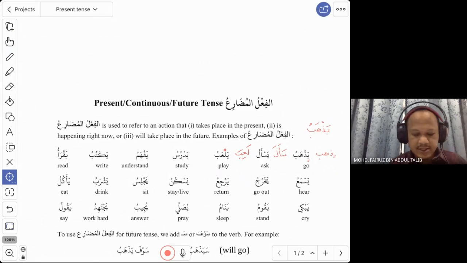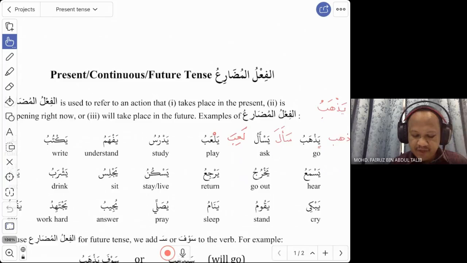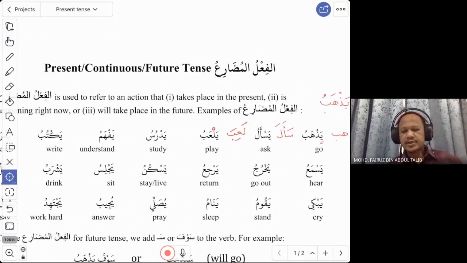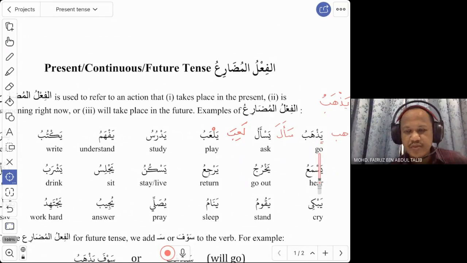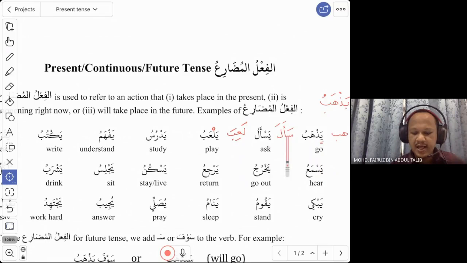Okay, so let us just go through the verbs. The first verb is zahaba, yazhabu, go. Now it is in the present tense, go, or it can be in the continuous form as well, going. Sa'ala, yas'alu, ask or asking. La'iba, yal'abu, play or playing.